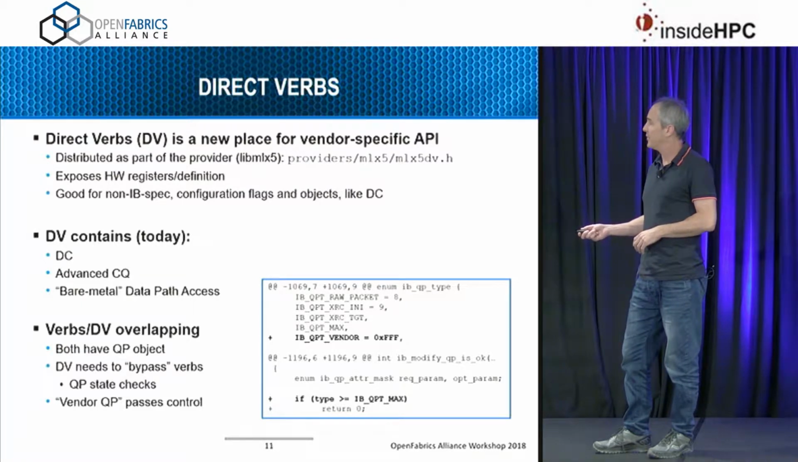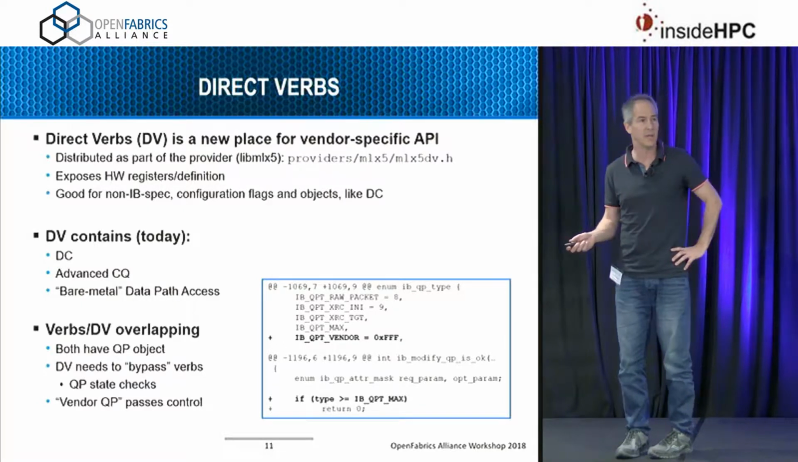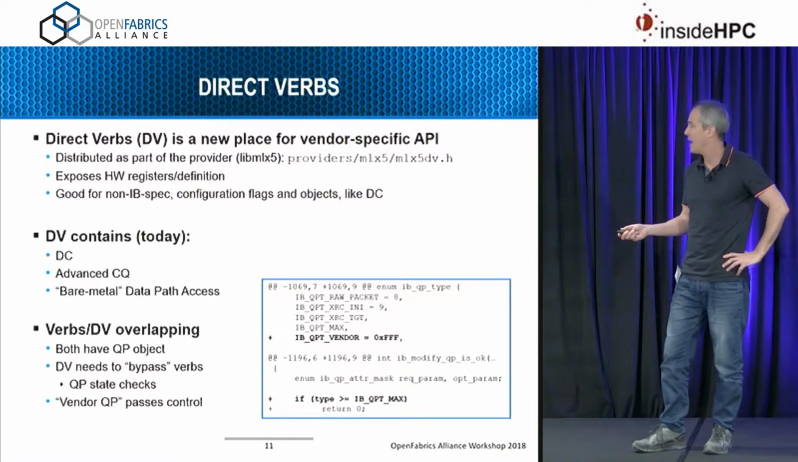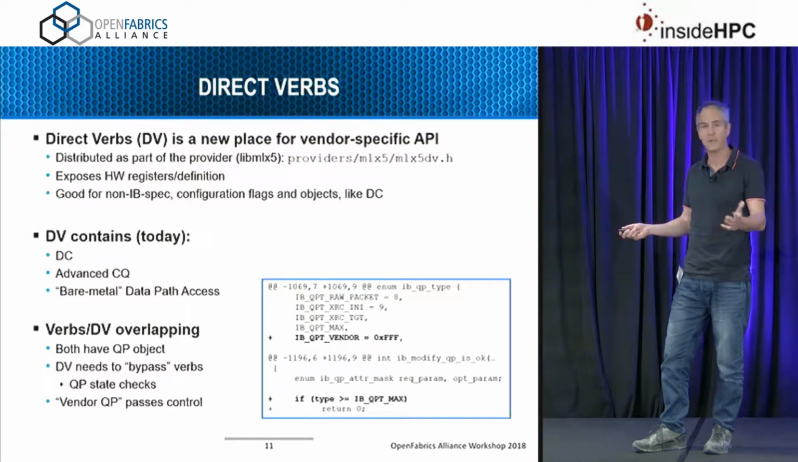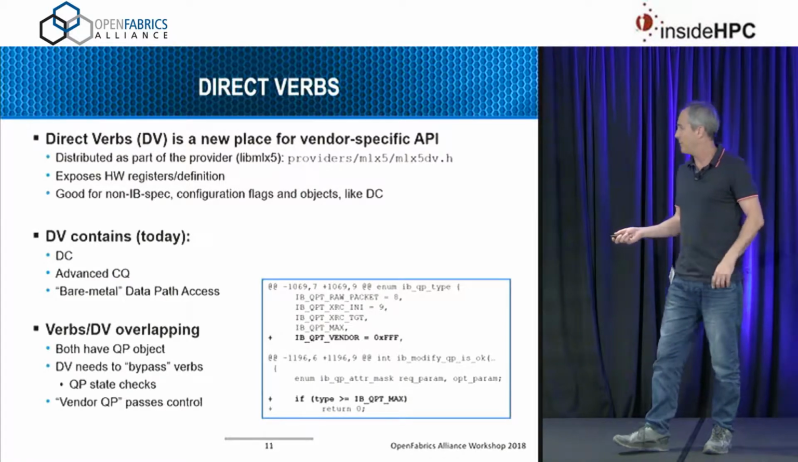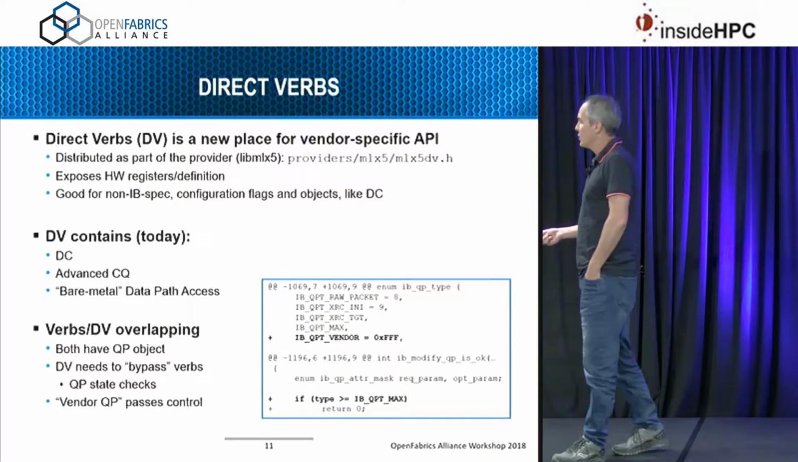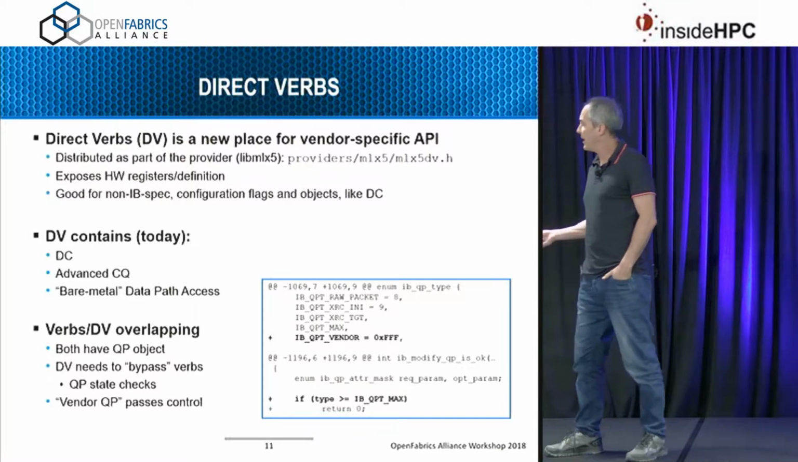Today, what DV contains is obviously DC. That's what we've pushed. We have some advanced CQ tuning and capabilities on some of the Mellanox different cards, different features. And the main place where this started is bare metal data access path.